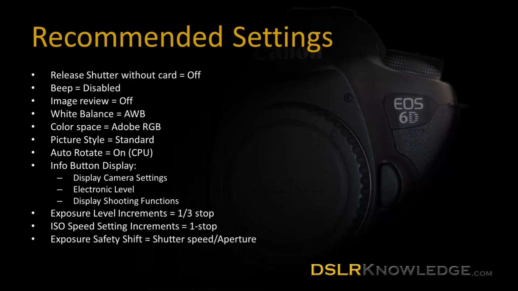With the info button, I've got all three options selected. I want to be able to display the camera settings, the electronic level, and then also display the shooting functions. For my exposure level increments, I choose a 1/3 stop increment so I can set my aperture and shutter speeds in 1/3 stops. But for me personally, I've always left the ISO setting increments at 1 stop. And then the exposure safety shift, I have it set to shutter speed aperture.